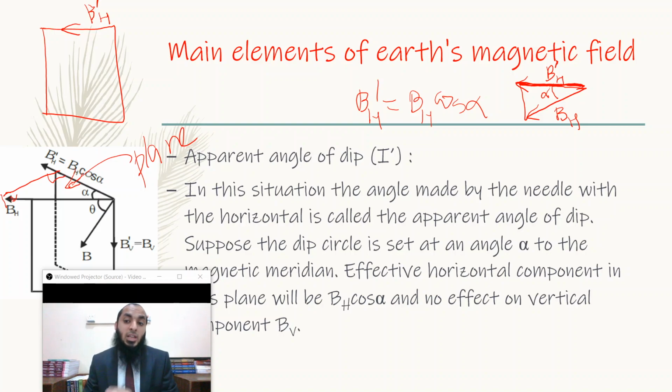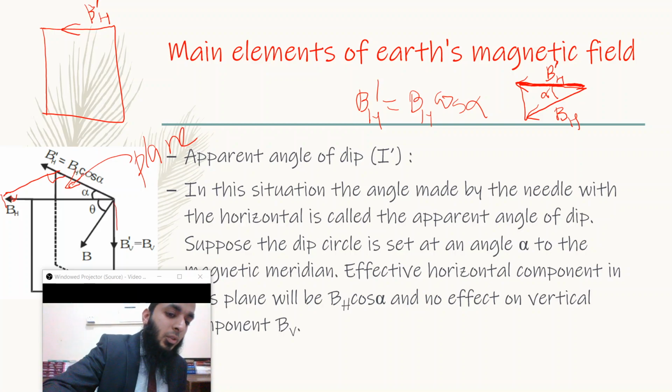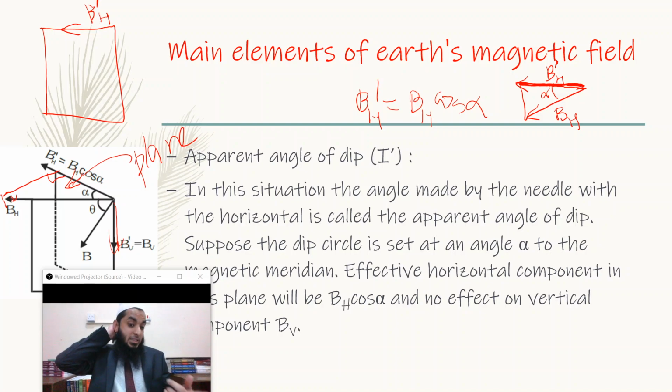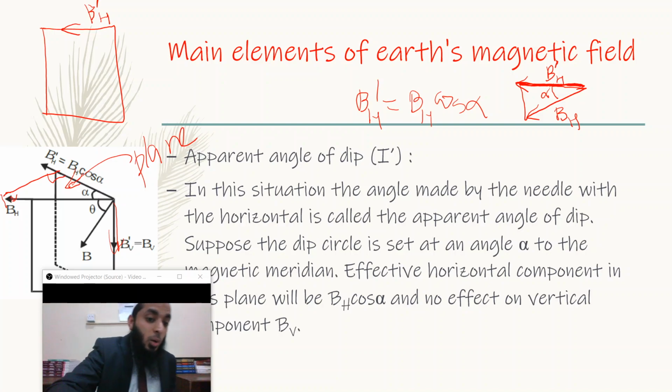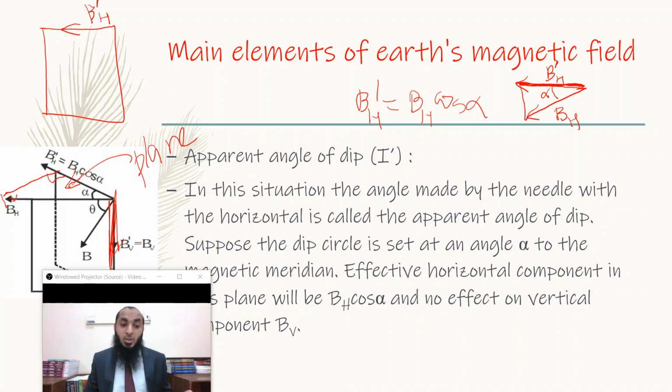So BH into cos alpha will give you BH dash, which is the horizontal component along the other plane. But what happens to the vertical component? It will remain the same. Why? Because this edge is common to both planes. So the vertical component will be the same. The horizontal component will be different because the horizontal line is now inclined. It's not the same. I hope it is clear.